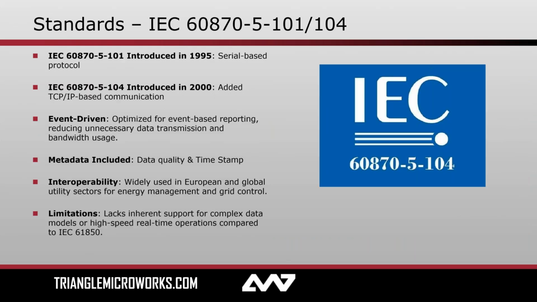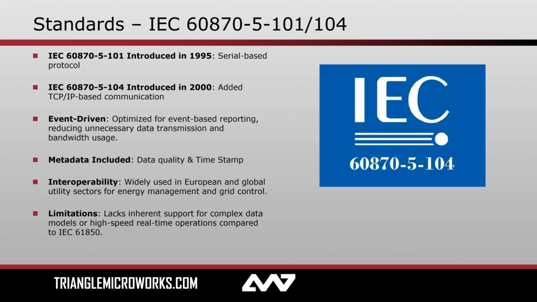Moving forward, we have IEC 60870-5. That includes 101 and 104, at least today, that we'll be talking about. 101 was initially released in 2005 and was purely serial based. And then in 2000, we had 104 with the addition of TCP/IP. From a high level though, it's very similar to DNP3. It includes support for event-driven messaging and also includes metadata such as quality and timestamp.